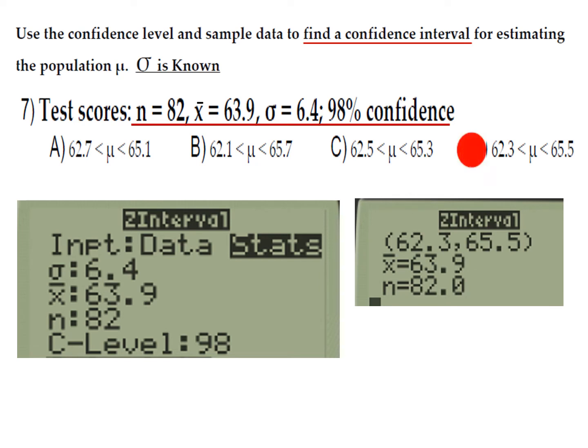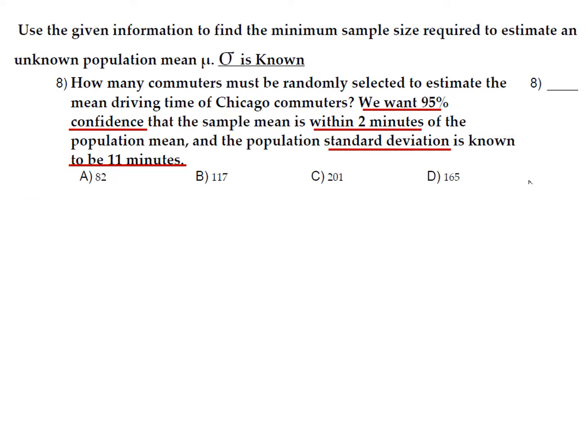Corrected to 1 decimal place, 62.3 and 65.5 on the high end. We're 98% confident that the true mean of the population lies between those two values. Find a minimum size in order to be 95% confident.